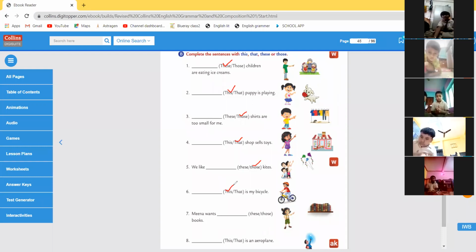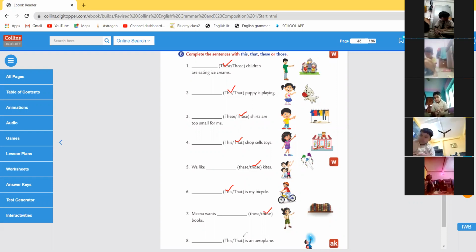Why this is my bicycle? Because the boy himself is riding on the bicycle. So absolutely it will be this. So this is my bicycle. Meena wants those books. Those books.